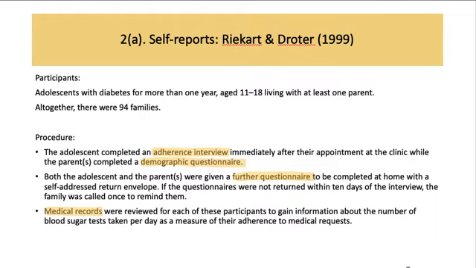Medical records were reviewed for each of the participants to gain information about the number of blood sugar tests taken per day as a measure of their adherence to medical requests. Now, for those with diabetes, they get checked a lot in terms of blood sugar because they can't digest sugar, so they would have a higher level of sugar in their blood. So if there's a high level of sugar in the blood, that means they have not been adhering to the diet. Okay, so this is a way to check whether they were telling the truth here.